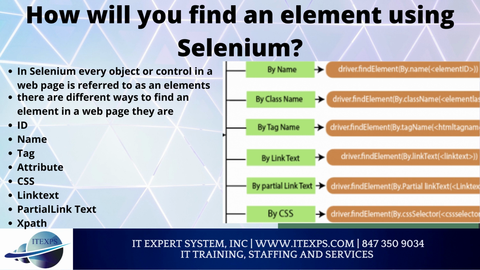Link text. Here the visible text whose anchor elements are to be found is matched with the search value. Partial link text. Here also we match the visible text with the search value and find the anchor value. If we are matching multiple elements, only the first entry will be selected. XPath. Matches XPath expression to the search value and based on that the element is located.